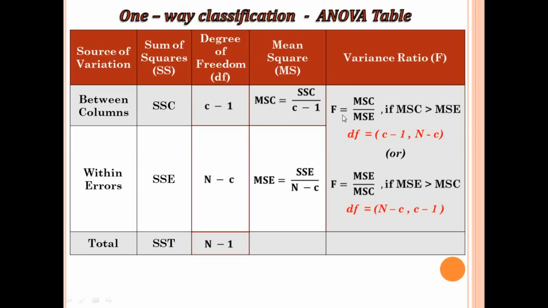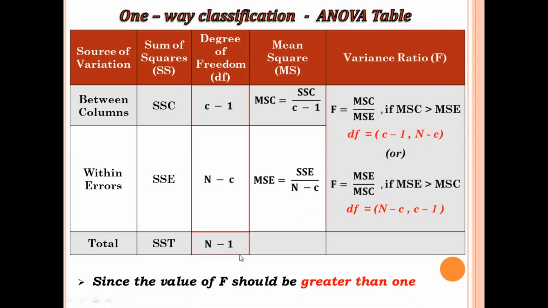Next we find the F value. How to find the F ratio? If MSC is greater than MSE, then F equals MSC by MSE. Otherwise, if MSE is greater than MSC, then F equals MSE by MSC. Listen very carefully: in your F test, the final answer should be greater than 1. If you get an F value less than 1, we are unable to proceed with the variance ratio test. The degrees of freedom are C minus 1 comma N minus C. Otherwise, DF equals N minus C comma C minus 1.